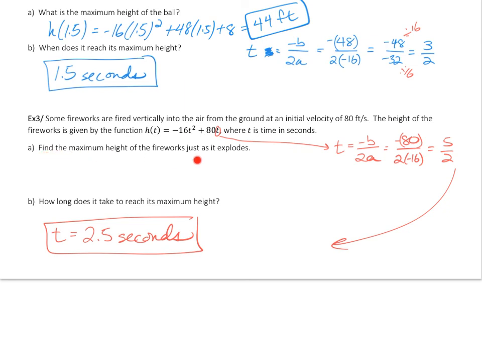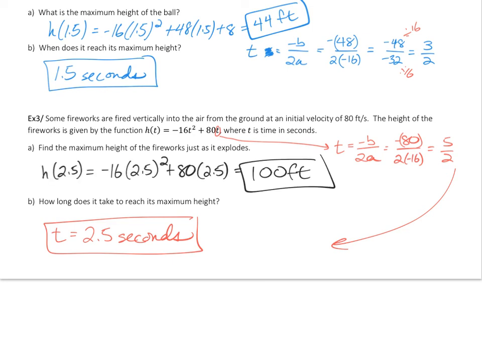Let's see, so finding the maximum height, you can substitute 2.5 in for t everywhere and just know that the units are in feet.